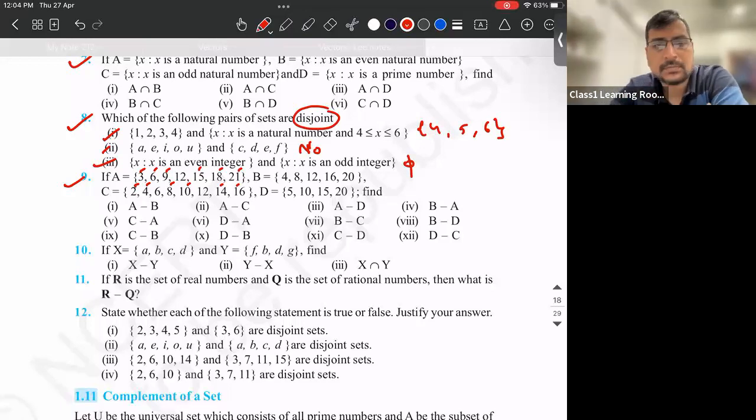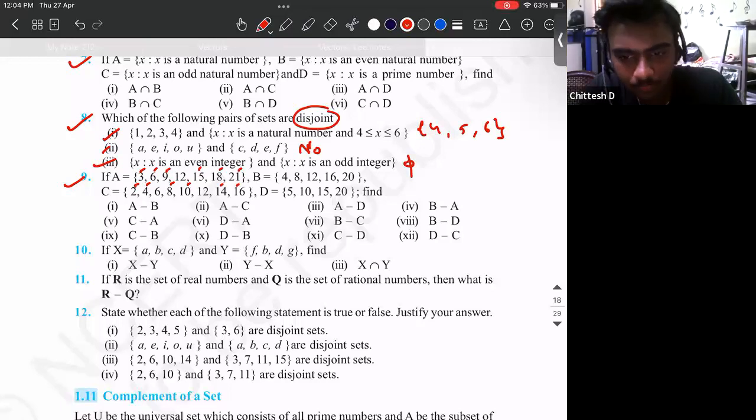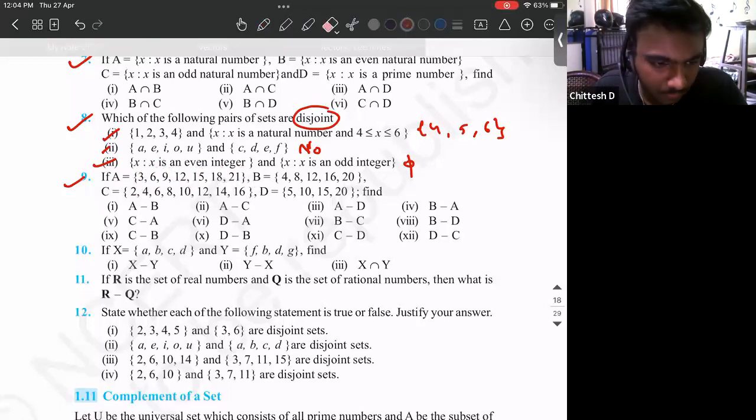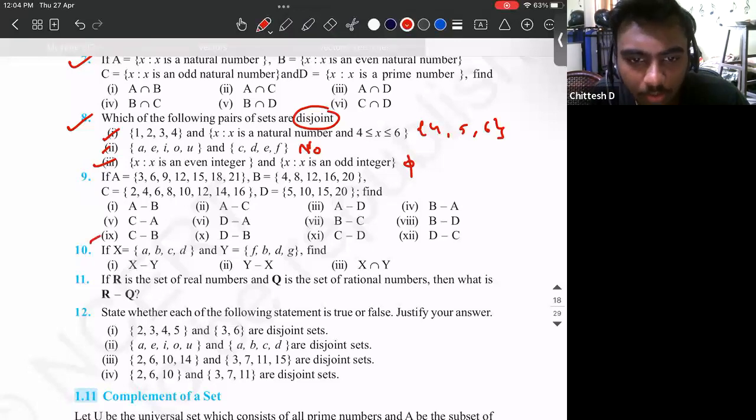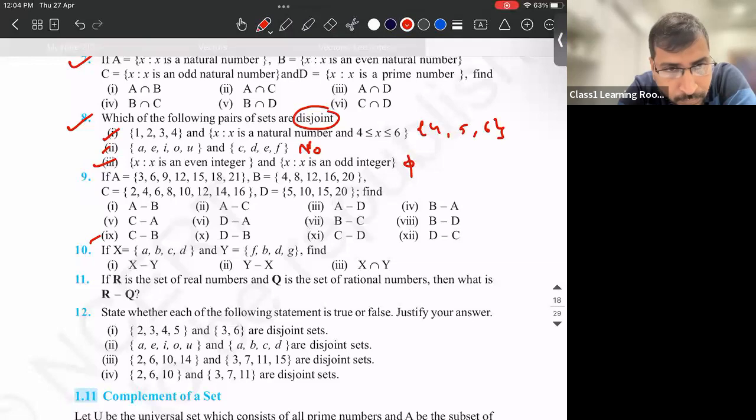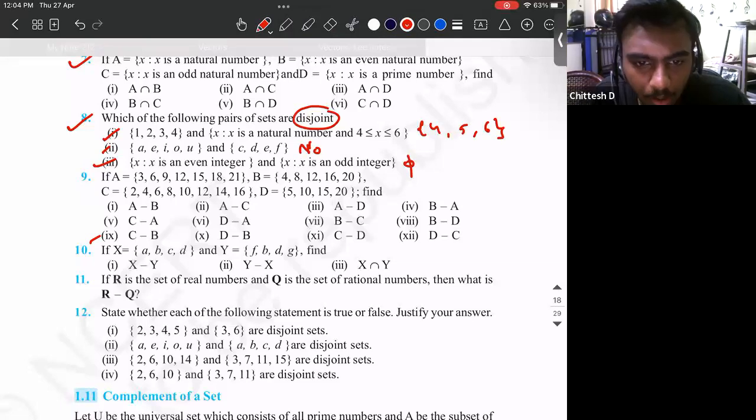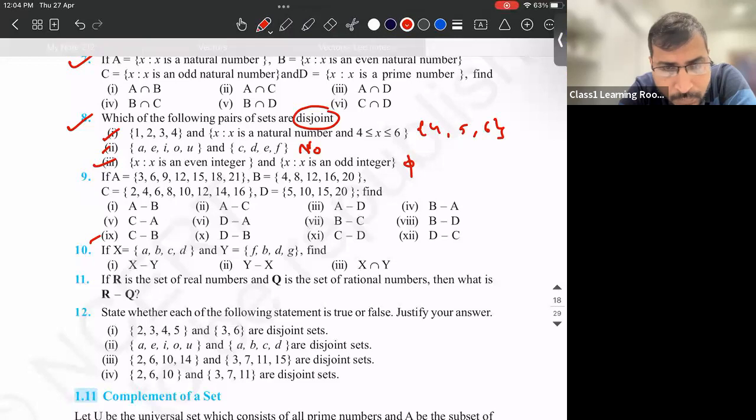So what is C minus B? Let Chitesh do that. The last four you tell me. So can you hear me? Yeah. So C minus B will be 2, 6, 10, and 14. Okay. And D minus B will be 5, 10, and 15. B minus D, you will have 5, you'll have 10, you'll have 15. 20 is to be removed.